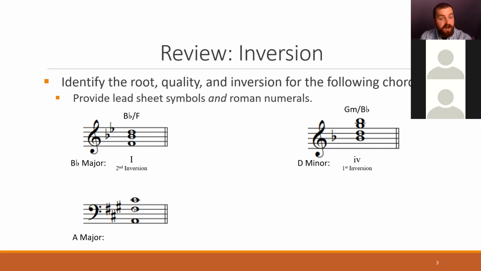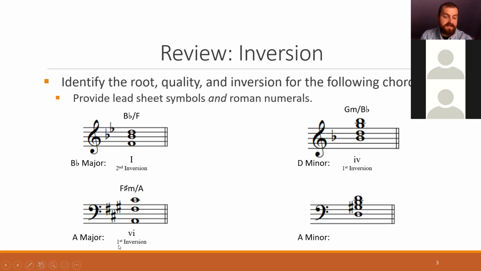F sharp is the root. A, B, C sharp, D, E, F sharp. This is a 6 chord, a 6 chord of some kind. F sharp to A is minor. F sharp to C sharp is perfect. This is a minor chord, so it's a minor 6 chord. So we would have F sharp over A. If it's F sharp, A, C sharp, A is the third of the chord. It's the middle note of our snowman form. So this is in first inversion. That looks like this. 6, first inversion, F sharp minor over A.